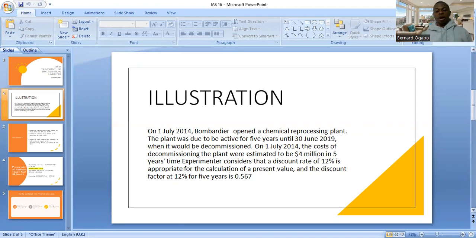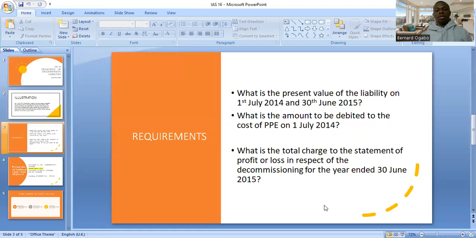So that is the requirement. So the question, what are the requirements? Number one, what is the present value of the liability on 1st July 2014 and 30th June 2015? Meaning that at the inception of the contract, or when you are commencing your exploration business, and 1 year after. And the second question is, what is the amount to be debited to the cost of PPE at the beginning of this exploration activity? And the third question is, what is it to charge to the statement of profit or loss in respect of decommissioning for the year ended 30th June 2015? That is 1 year after.